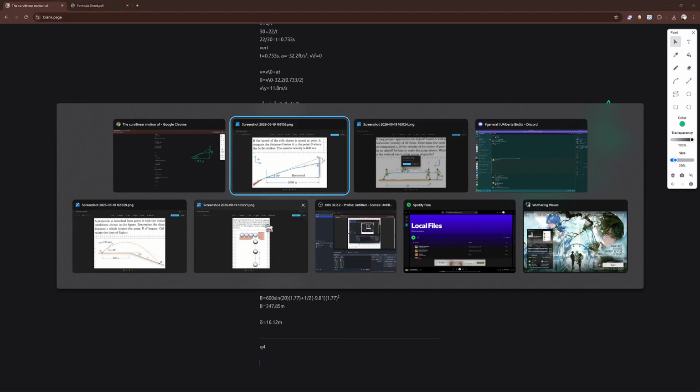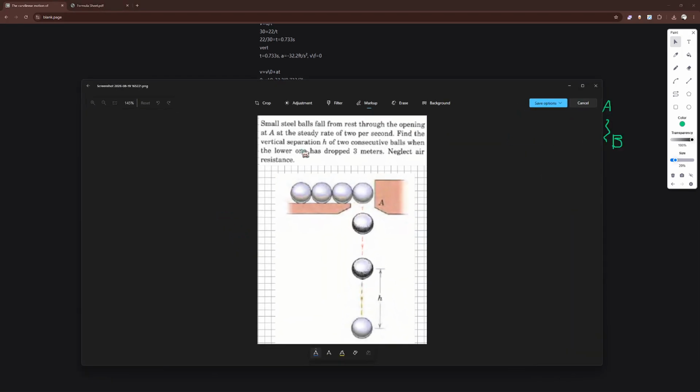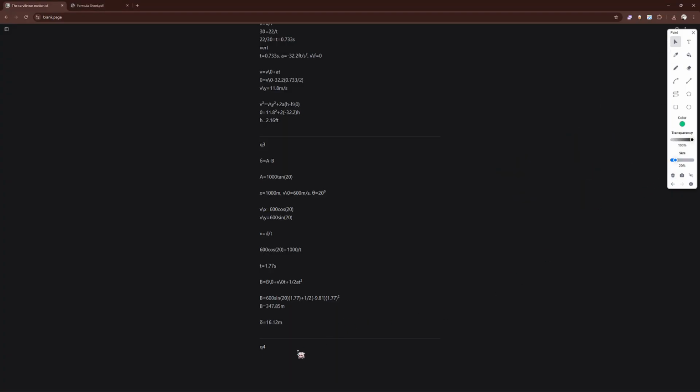Question 4 is going to be this one with the balls. Small steel balls fall from rest through the opening at A at the steady rate of 2 per second. So 2 balls per second are falling. Find the vertical separation h of 2 consecutive balls when the lower one has dropped 3 meters. So we're saying from A to here, this is 3 meters. Neglect air resistance. You're going to do that all the time. Let's move on to the actual question work.